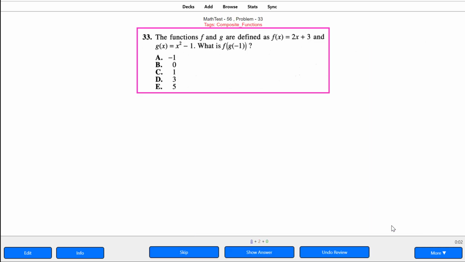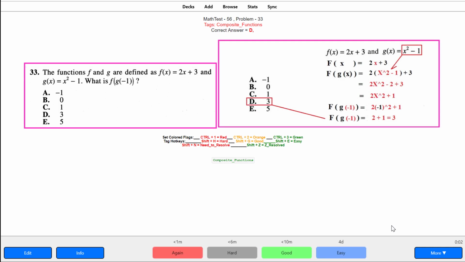Number 33 is a composite function. It's an f of g of x. In this situation, first do your formula. Get your f of g of x formula figured out first, and then plug in the -1. So here we set it up. We plug in the g of x in x's spot on the f of x, simplify that out, and then plug in our -1, and we get the answer is 3.